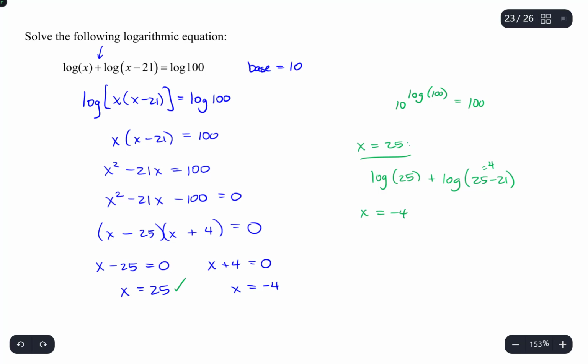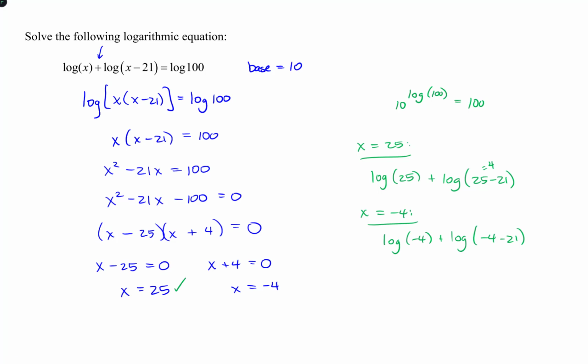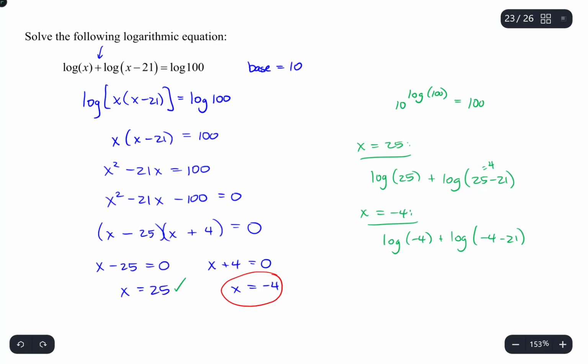When I try negative 4, however, this would give me log of negative 4 plus log of negative 4 minus 21. So log of negative 4, since that's the logarithm of a negative value, that's enough to say that this is not a solution to the original problem. So we need to throw that out, but we will keep the solution 25.